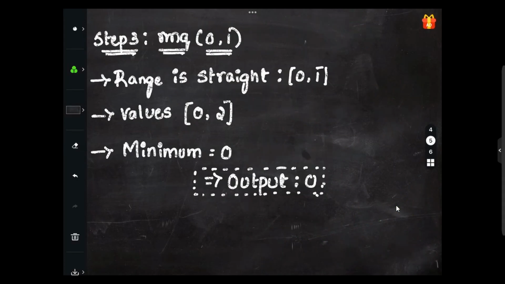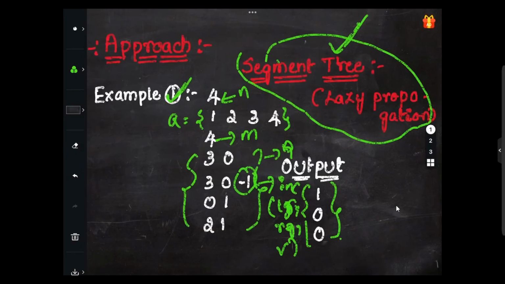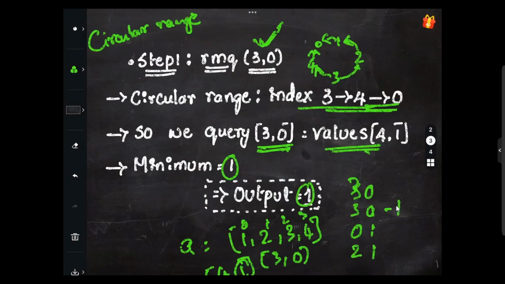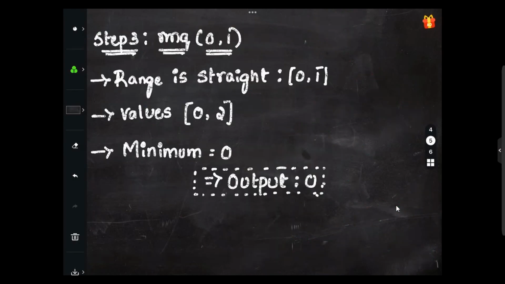Let's move on with the next part, step 3. Here we have been given RMQ, or the range minimum queries. We have 0 comma 1 for the third one, right? Next one is 2 comma 1. We have 0 comma 1. The range is pretty straightforward here, 0 comma 1.